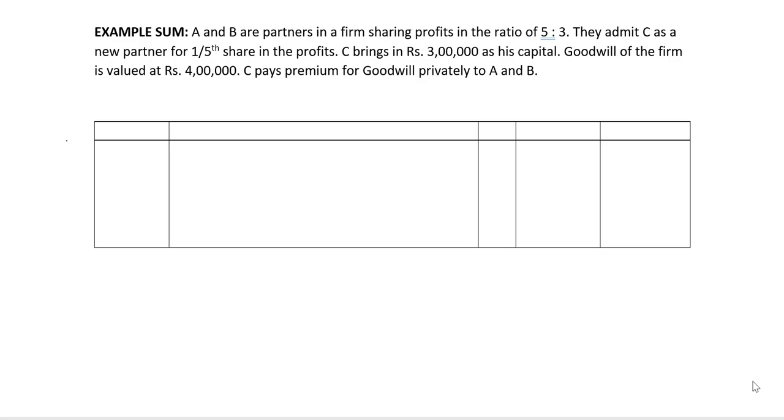Example sum: A and B are partners in a firm sharing profits in the ratio of 5:3. They admit C as a new partner for 1/5 share in the profits. C brings in rupees 3 lakh as his capital. Goodwill of the firm is valued at rupees 4 lakh. C pays premium for goodwill privately to A and B.